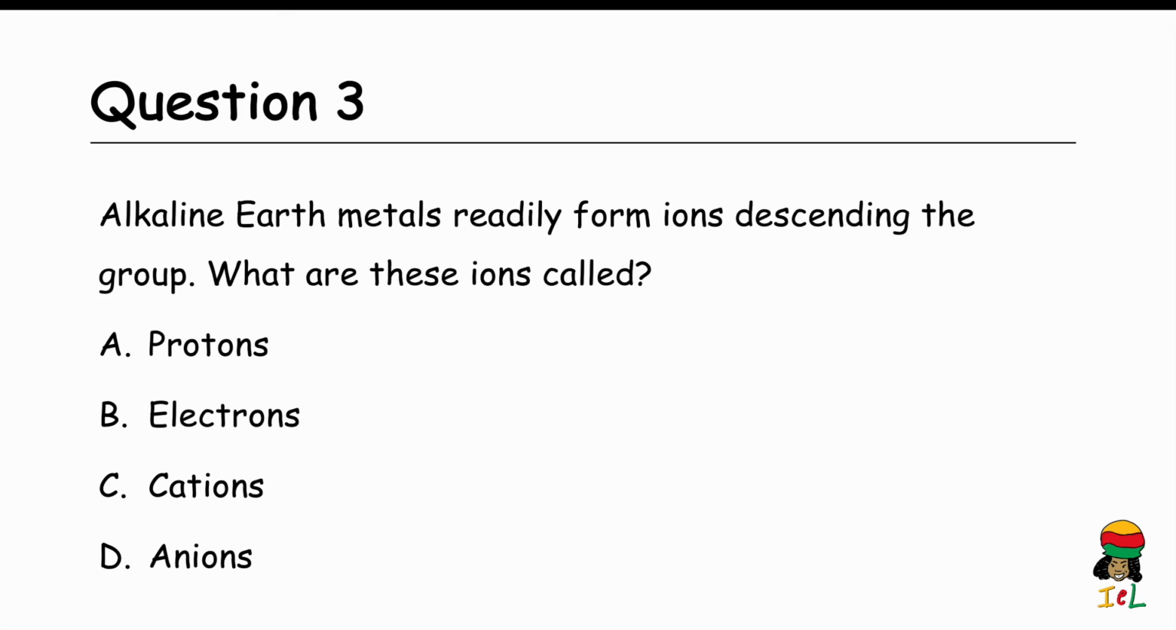Question 3. Alkaline earth metals readily form ions descending the group. What are these ions called? A. Protons, B. Electrons, C. Cations, D. Anions. The answer is C. Cations.